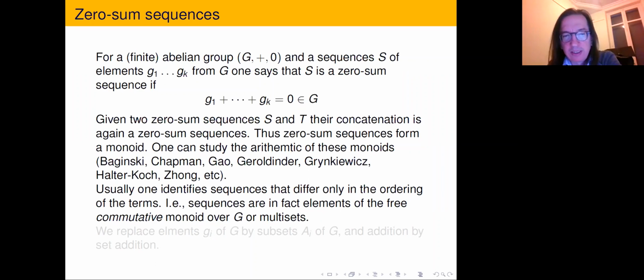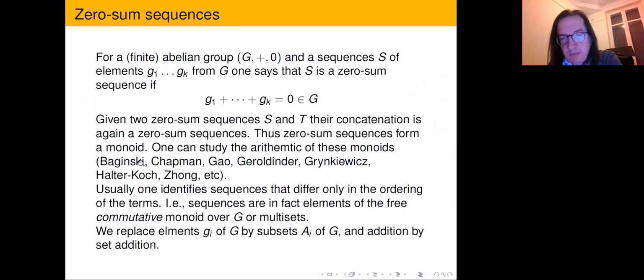And what about these zero-sum sequences of sets? In this context, the idea would be to replace the elements g_i by subsets A_i of G, and the usual addition by set addition. I will come back to this in more detail and also give some motivation why one would want to do this. I will also come to the weighted problems, what this means precisely, but roughly speaking, it means that it will be allowed to put some coefficients here.